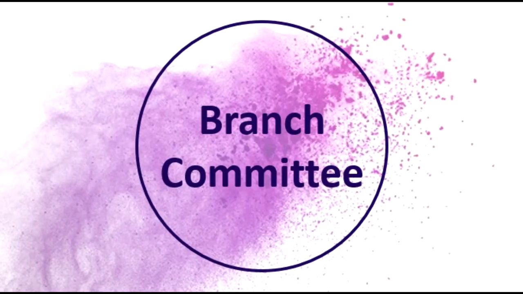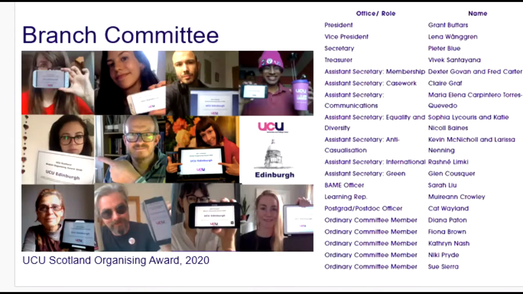And then finally we have our UCU committee, which is a body elected by the membership to represent them in disputes with management and to coordinate the union's organising and campaigning activities. At the moment, we're a large committee. You can see a few of us over on the left there celebrating our UCU Organising Award last year. And this committee includes specific roles for everything from comms and sustainability to equalities and anti-casualisation. And there's a full list of roles and names on the right, which is also available on our website.